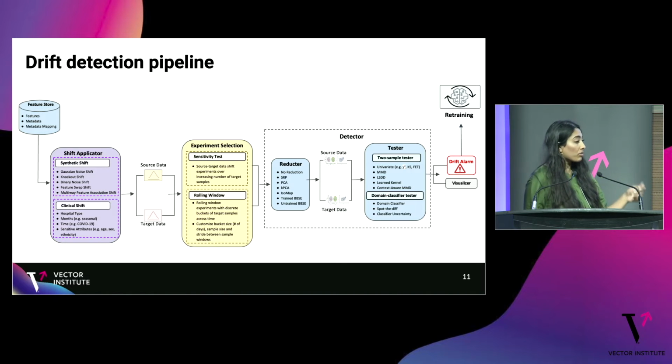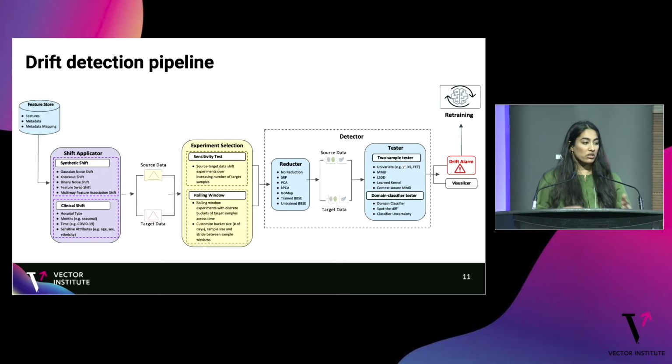So you get your data from your feature store. We have a shift applicator class where you can apply these types of shifts. You can look at shifts across different institutions, across different time points, across sensitive attributes, as well as synthetically adding noise. And then you get your source and target data, which you can now do different experiments on, whether that be looking at drift detection over a rolling window, or doing sensitivity tests and evaluating how much of your target data you actually need to detect drift in your data.